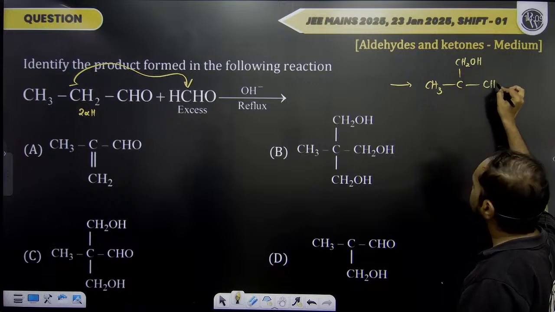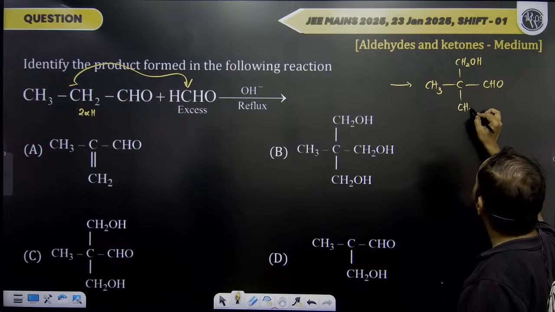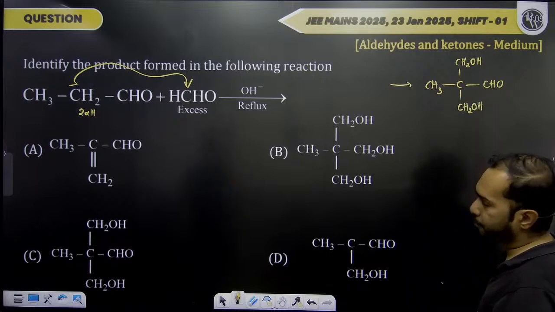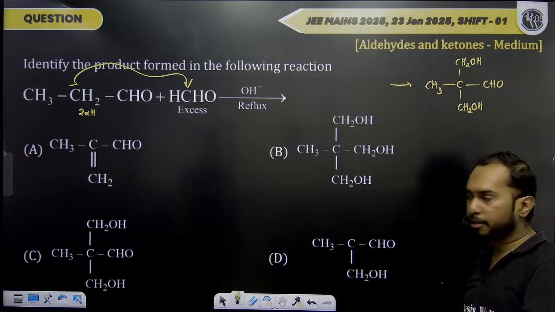CHO will remain as it is. Achha, second alpha H, second time aldol. Over here also CH2OH will attach. So this is the product. Okay, but this is not the final product.